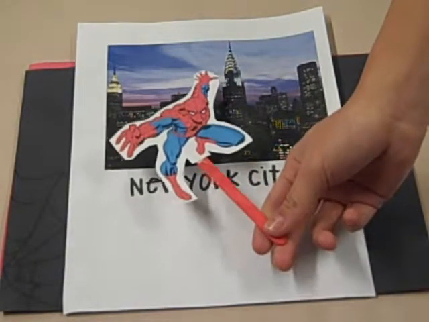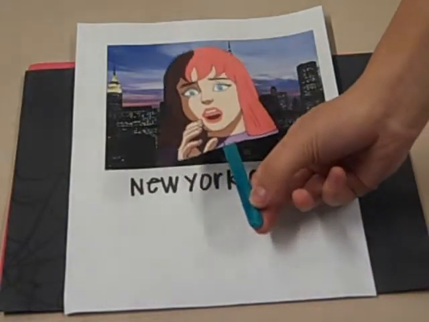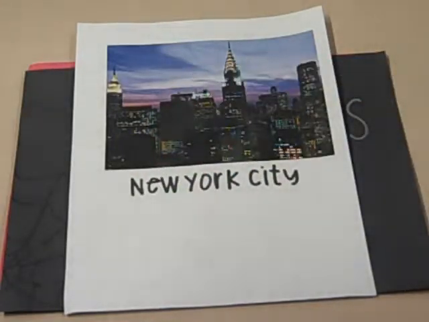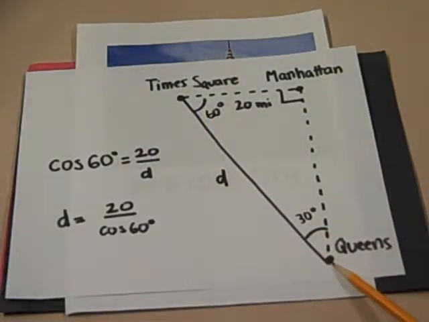The caller told Spiderman that his girlfriend, Mary Jane, was going to be kidnapped while shopping at a mall in Queens. Spiderman needs to know the distance between Times Square and Queens to make sure he can get there in time to save his girlfriend.